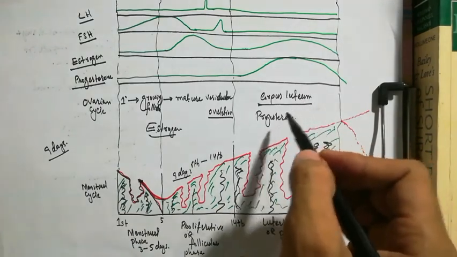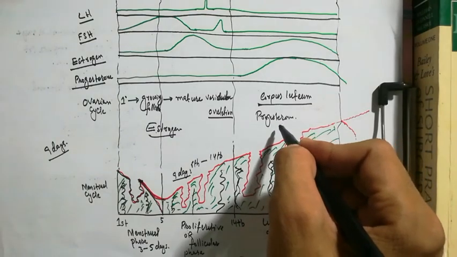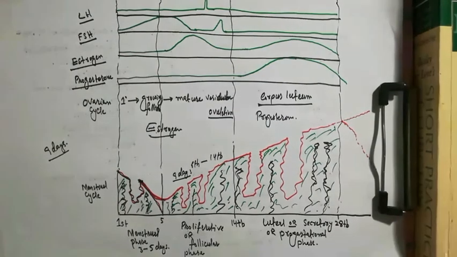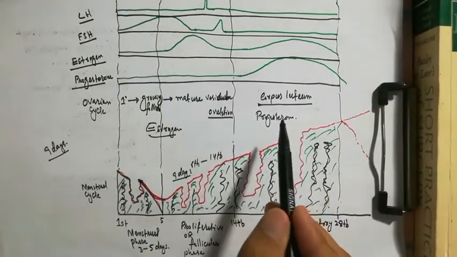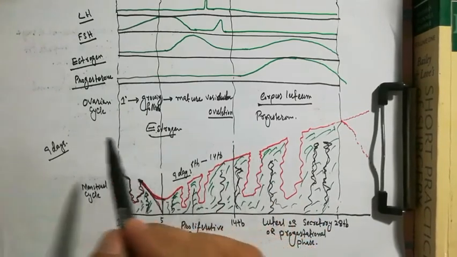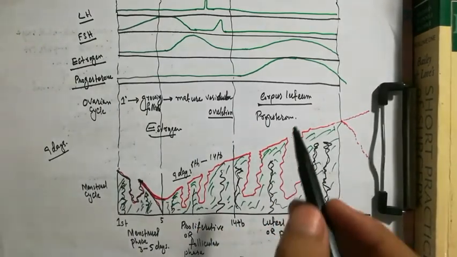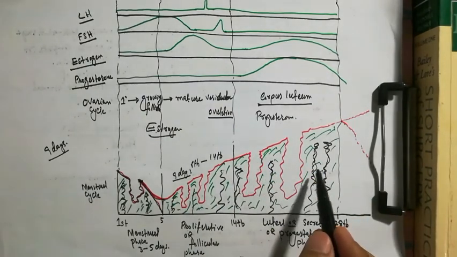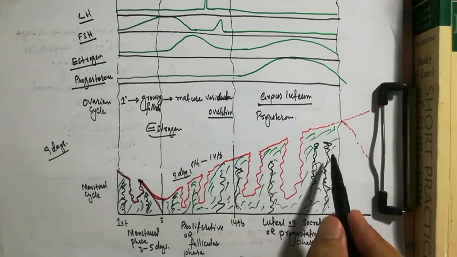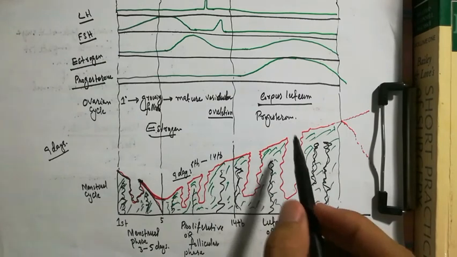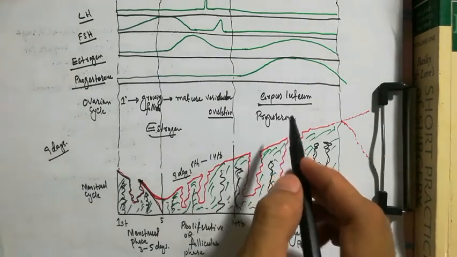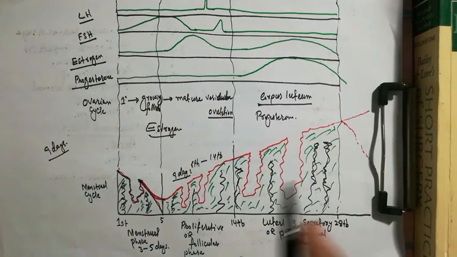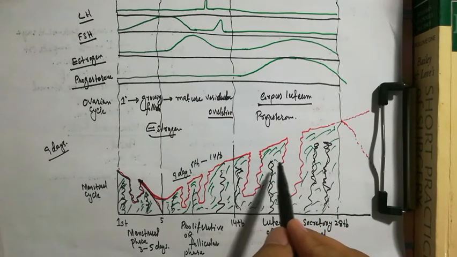When the corpus luteum degenerates, progesterone and estrogen are not secreted. Normally, due to degeneration of the corpus luteum, the concentration of progesterone and estrogen falls. Normally, progesterone keeps the endometrium highly vascular, with highly coiled spiral arteries due to progesterone. Progesterone keeps the endometrial tissue highly vascular and stimulates the growth and function of endometrial glands.